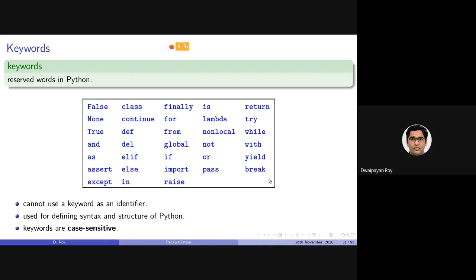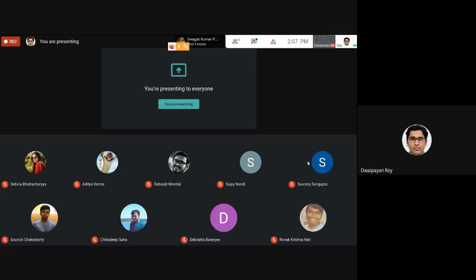So first of all, let's start with yield. Yield is used inside a function like a return statement. So let's write some code regarding that.